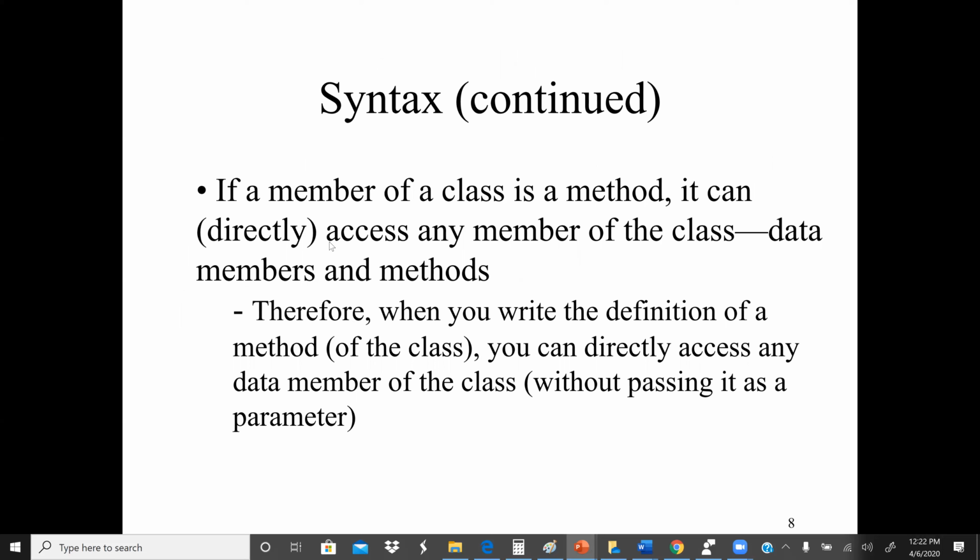So if a member of a class is a method, it can directly access any member of the class. That's if we have a method in one class, and that very class has data members, the method can access them. So here we say, therefore, when you write the definition of a method of the class, you can directly access any data member of the class without passing it as a parameter.